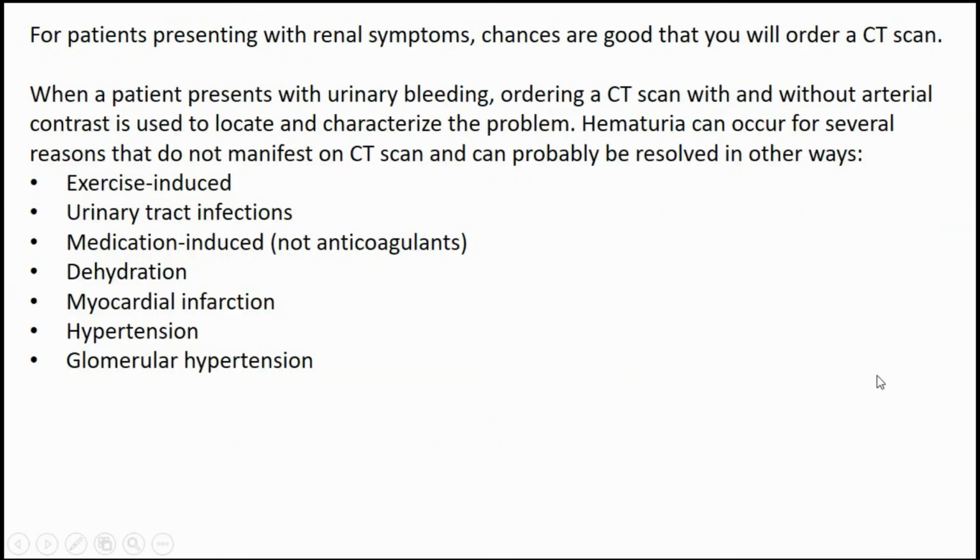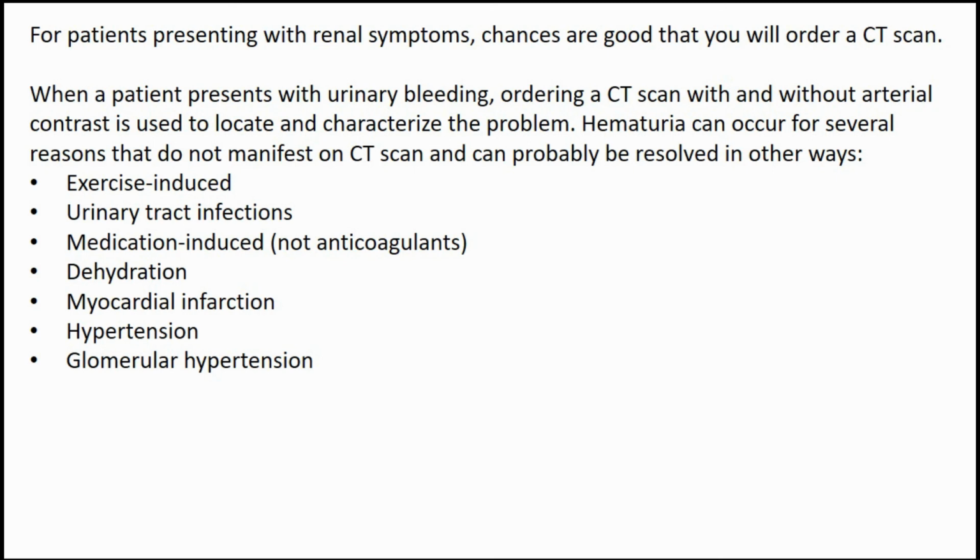Now, let's jump over to the renal system real quick, and just see how imaging might help us out there. Bleeding is always something you want to take seriously, especially if it's going to be blood in the urine. You have the potential for cancers or trauma resulting from that.